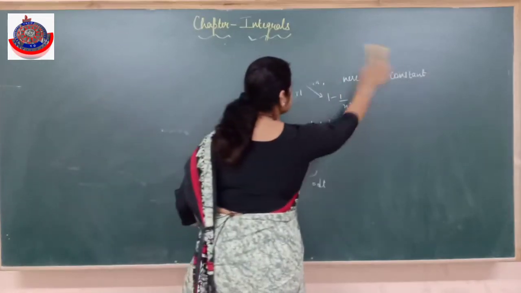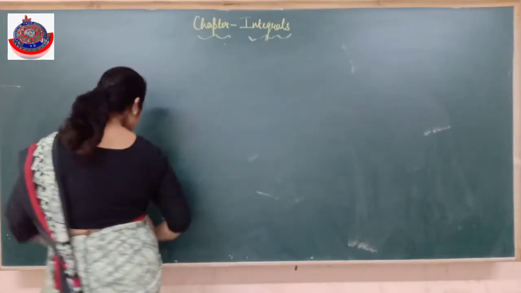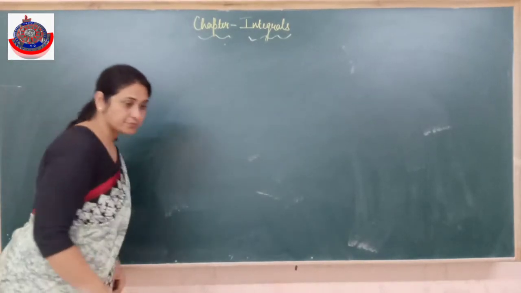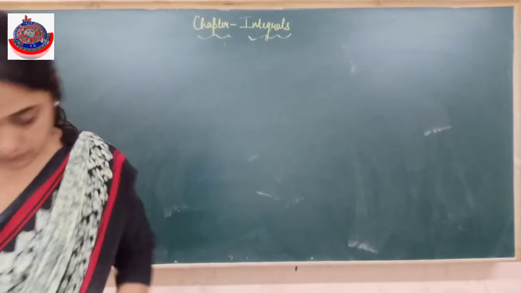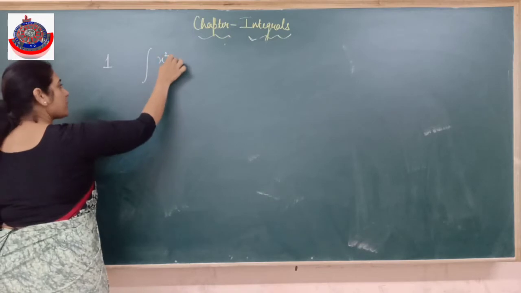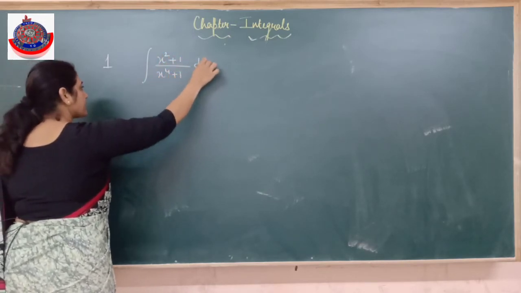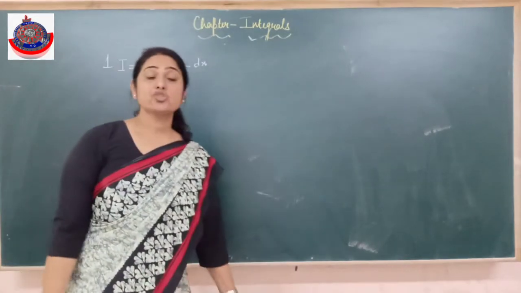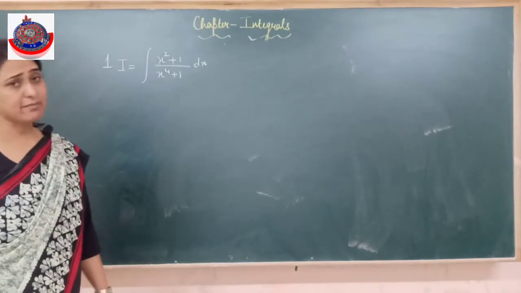Let's write a question. We have to integrate the first question. I have to integrate x squared plus 1 upon x raised to power 4 plus 1. Here your k is 0. The term which has k is not there, that means k is 0. If the x square term is not there, it makes no difference. I told you k is a constant that can be 0 also.